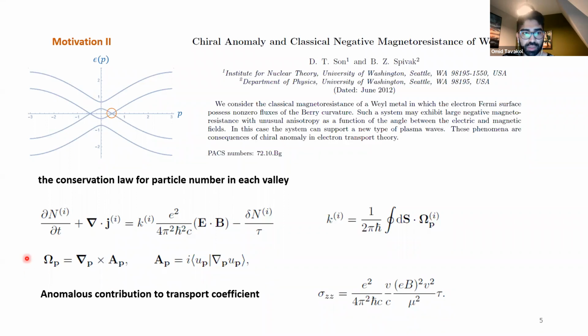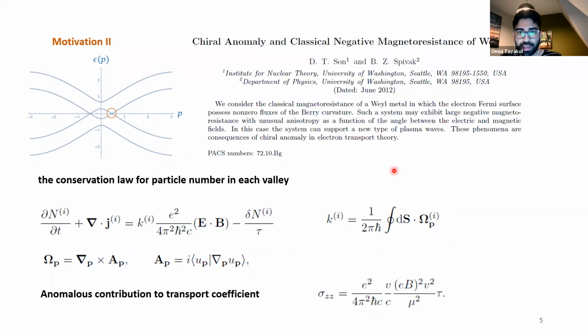In this paper, they assume that their set of parameters is the lattice momentum, which is well defined in Weyl semimetals, and they defined Berry curvature as the curl of A. Finally, they find the anomalous contribution to transport coefficients again, which is exactly proportional to B squared, and there is a coefficient of anomaly related to Berry curvature here.